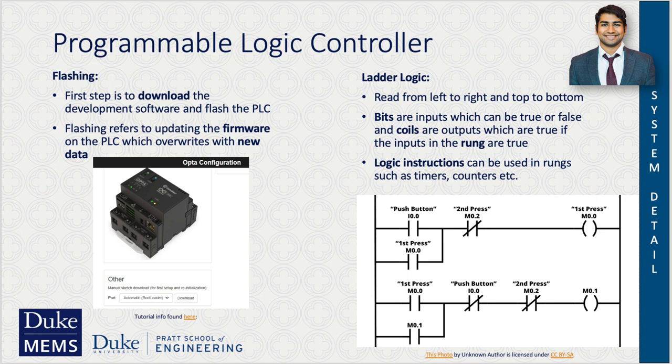And basically how it works is you have specific bits, which you can think of as booleans. They're inputs, and they can be either true or false. And then the coils, which are all the way on the right, are the outputs, which will turn true based on the values of the bits. If the bits are all true based on their logic, then the coil will turn true. And you can make this more complex by using certain instructions such as timers, where you wait a little bit of time and then you turn the output true, or counters, where you have to count up or count down a certain amount in order for it to turn true.